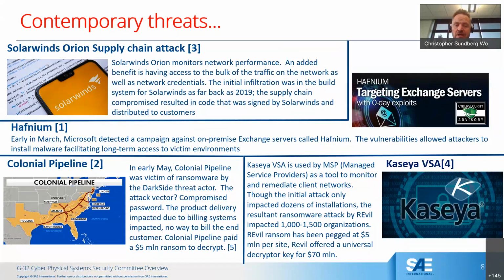And then finally, earlier this summer, we had the Kaseya VSA. Kaseya is a tool used by managed service providers to monitor customers' cybersecurity in a network. Basically, this only impacted about a dozen initial installations, but ended up impacting 1,000 to 1,500 organizations that were customers of these managed service providers. The actual ransomware demand was about $5 million per site. The ransomware group offered a universal decryptor for $70 million. And it turns out that this decryptor magically appeared after a couple of weeks.